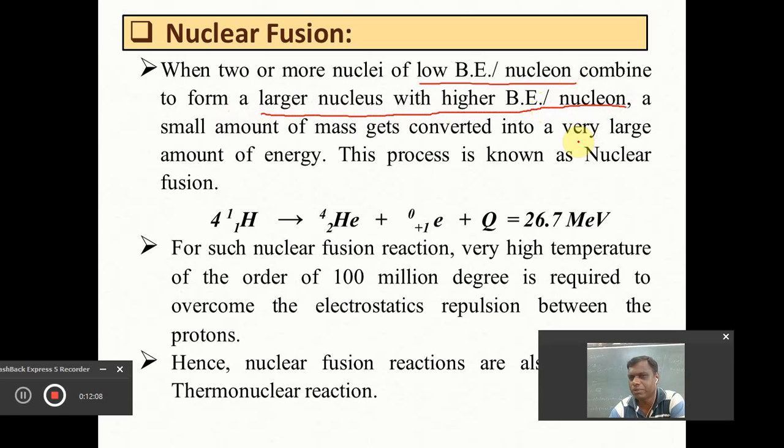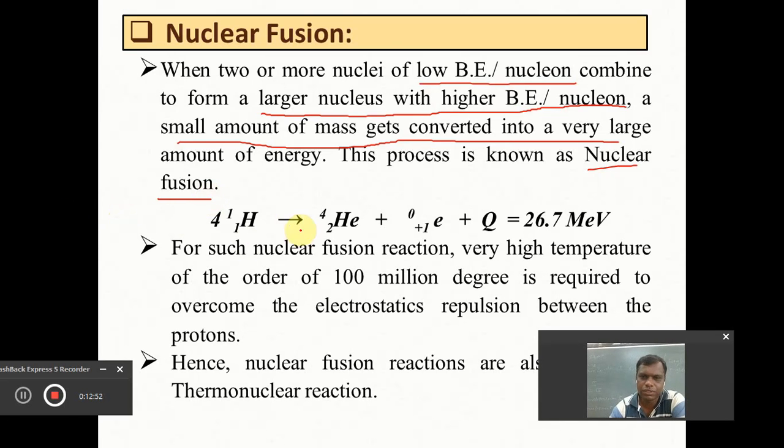So this is the important thing: a small amount of mass gets converted into a very large amount of energy, and this process is called nuclear fusion. I hope you can understand. Whenever two or more nuclei of low binding energy per nucleon combine to form a larger nucleus having higher binding energy per nucleon, and a small amount of mass gets converted into a large amount of energy. So this is the combination of smaller nuclei to form a larger nucleus with the formation of large amount of energy, and this process is called nuclear fusion.